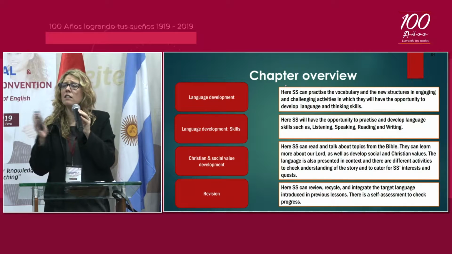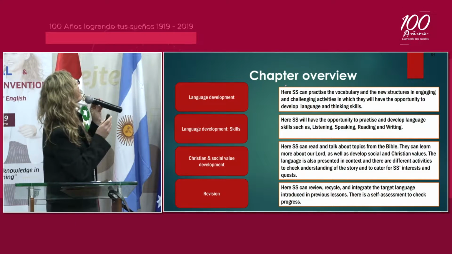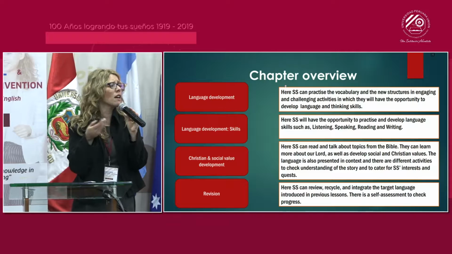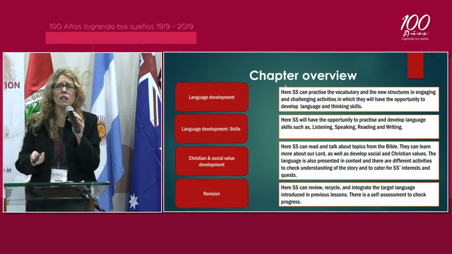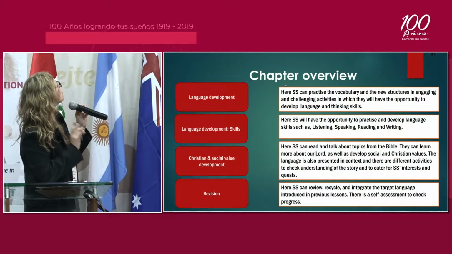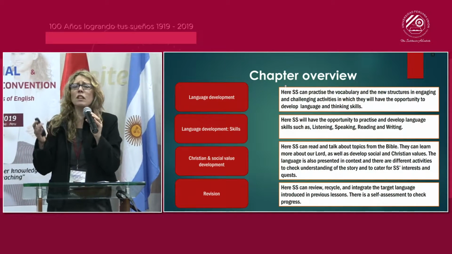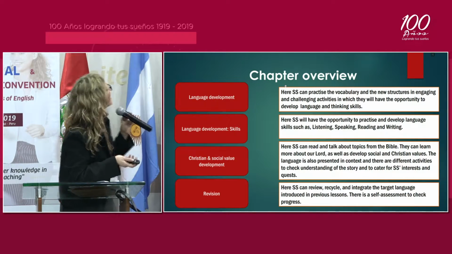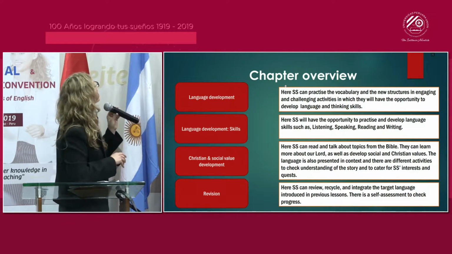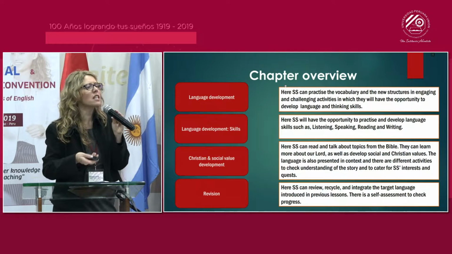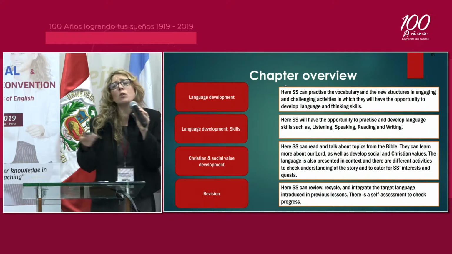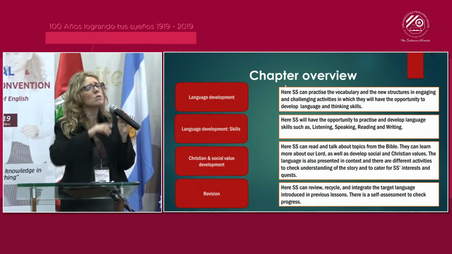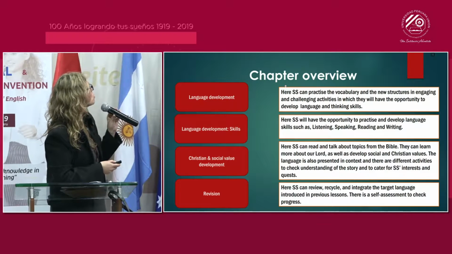So at the very beginning, the student's book is divided into sections. So we have the language development, where the language is introduced and practiced, and there you can have all the language skills to be developed. Then you have language development skills, that is a special section to develop listening, speaking, reading, and writing from the very early stages. Christian and social value development. In the case of kids, you will find them in the story time section with stories from the Bible, and then there is always a revision to sum up and to follow up what had been taught during the process.